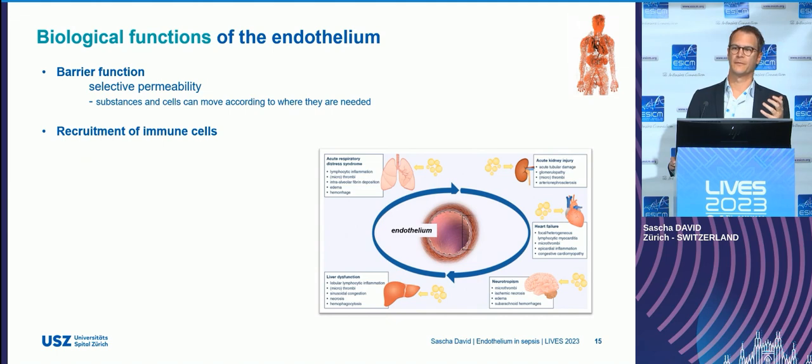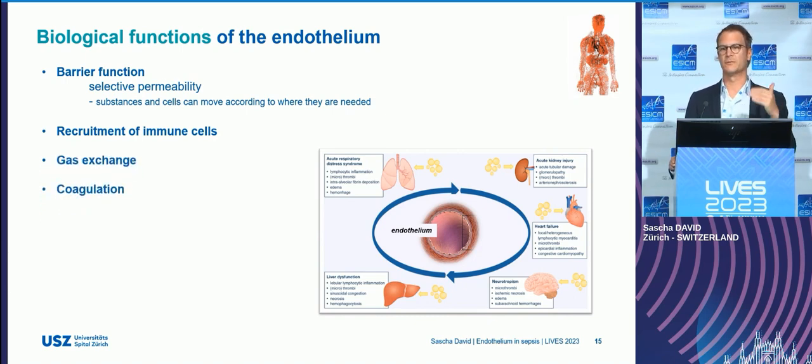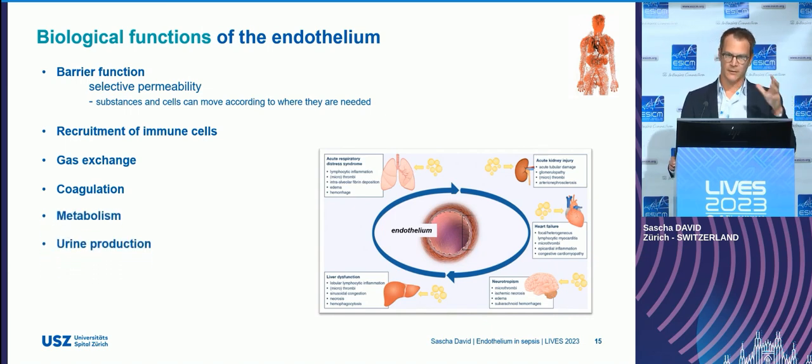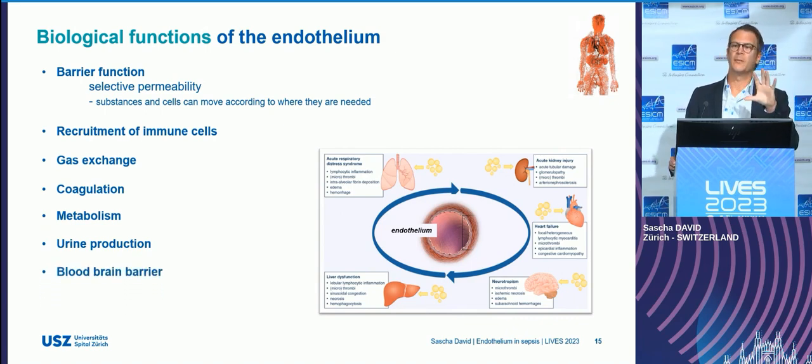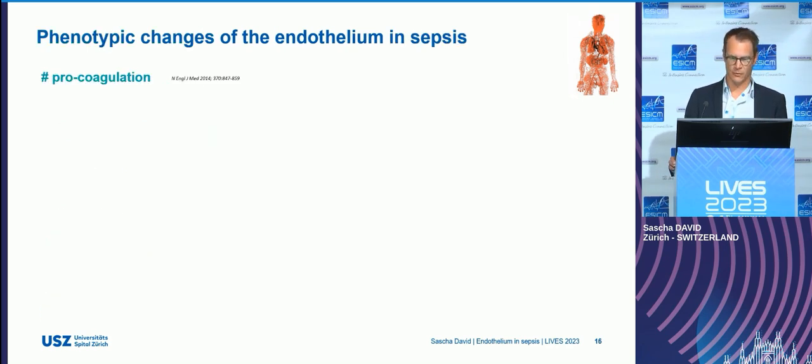The recruitment of immune cells from the circulation to a site of infection. If I have a pneumonia in my upper lobe, I need my endothelium to recruit the cells to this site of infection in order to fight the infection. So it's critically important that my endothelium responds to this infection. Gas exchange, coagulation, metabolism, the production of urine through the fenestrated endothelium in the glomerulus, the blood-brain barrier, you name it. There are so many biological functions of this tissue that it makes a lot of sense that if it's altered, we have trouble, and this contributes to multi-organ failure.